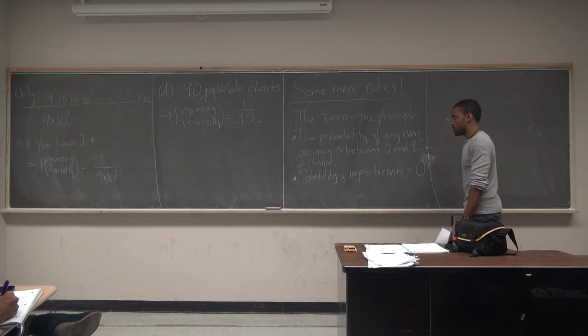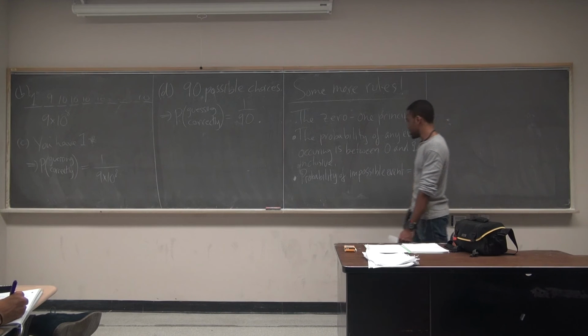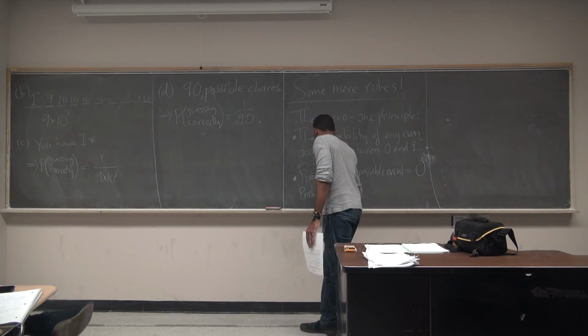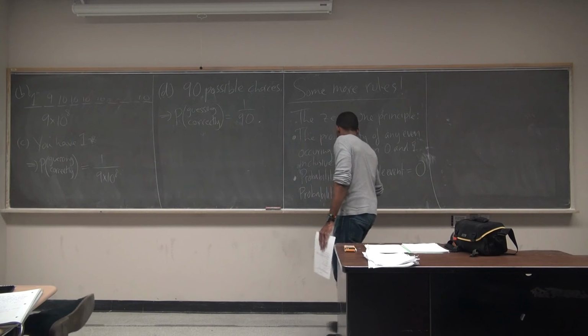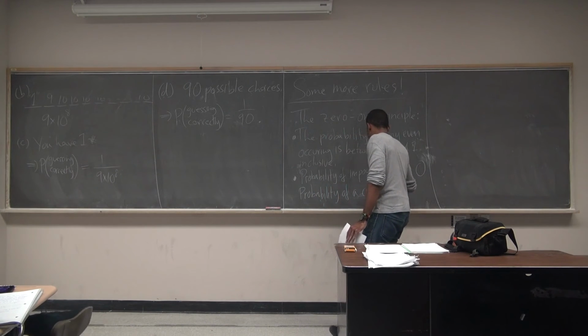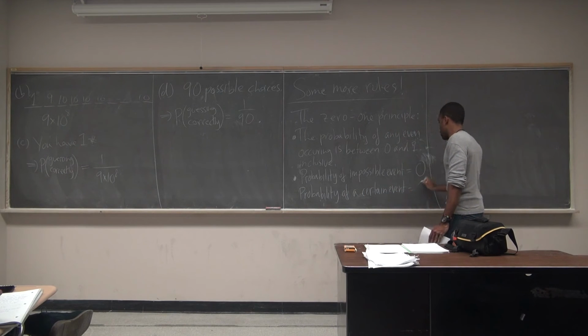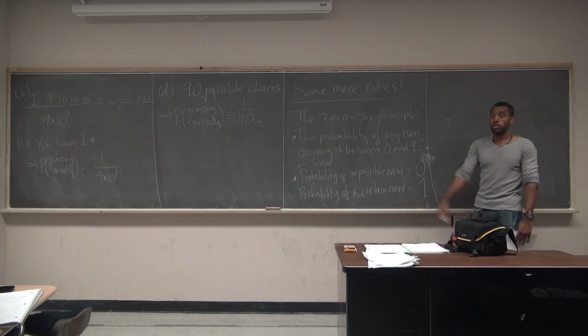Is 0, right? That's how you attain these endpoints. These are extremes. An impossible event, the probability is 0. Probability of a certain event, that's how you get a 1, if you know it's certain. The sun will come out tomorrow.